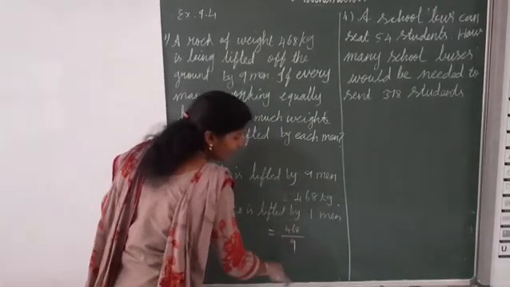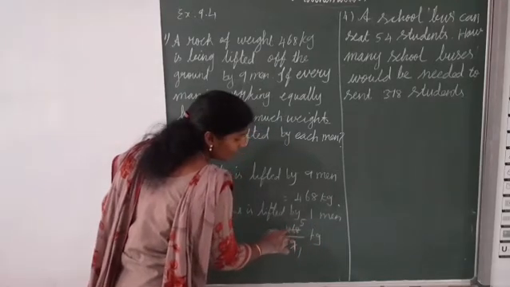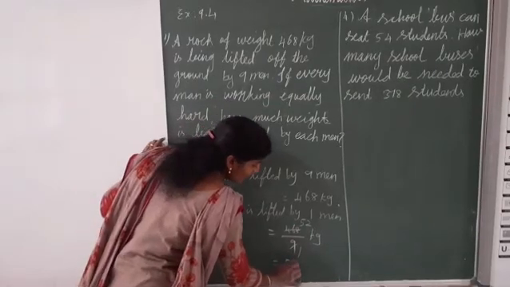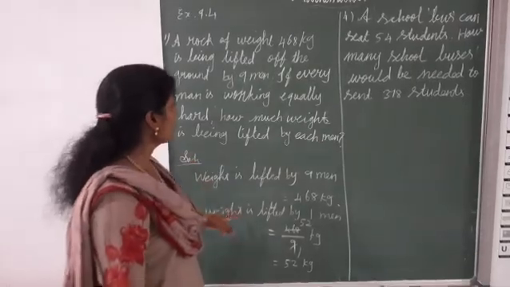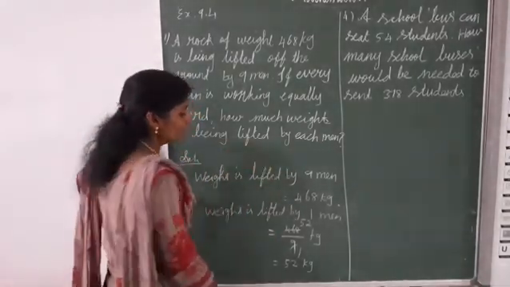468 by 9 kg. 1 9 is 9. 5 9s are 45. 2 9s are 18. So, how many kg? Each man 52 kg. So, 52 kg weight is being lifted by each man. Okay, 52 kg.